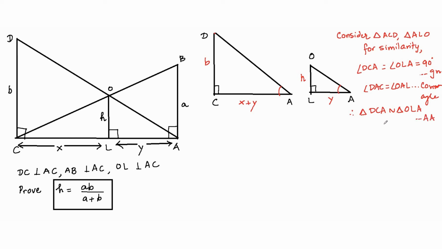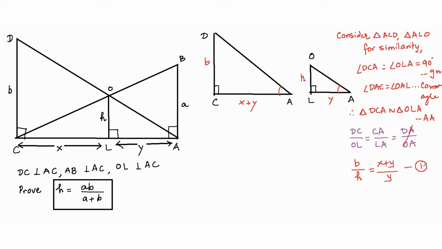So now using the concept of CSST, I will write DC divided by OL is equal to CA divided by LA is equal to DA divided by OA. So let us mark sides that I know. DC is B divided by OL is H is equal to CA is X plus Y divided by LA is Y. And I don't need the sides DA and OA, so let me just ignore them.